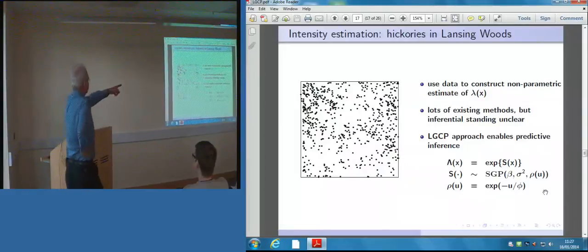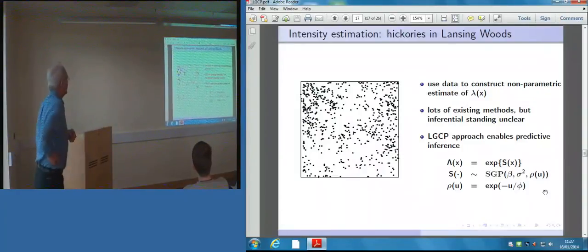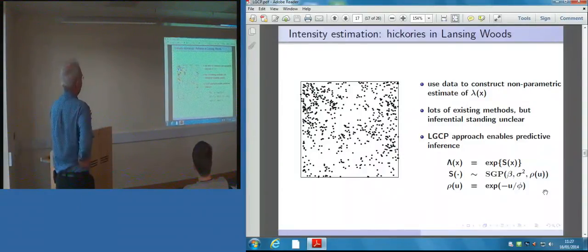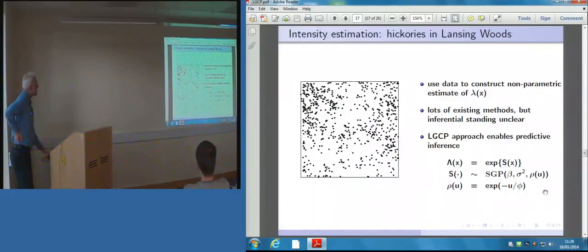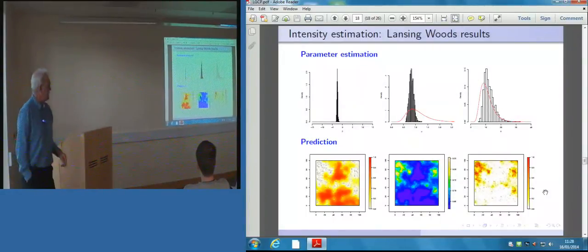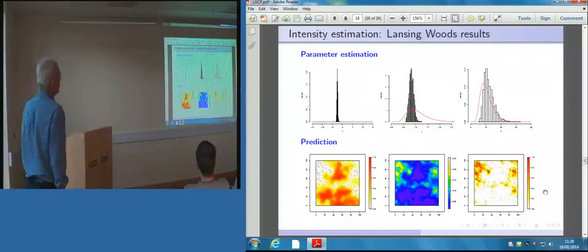And so if you're going to do it as an LGCP problem, then you've got a basis for actually quantifying your uncertainty in your inference about your smoothed map. So lambda of x is the exponential of a Gaussian process. We specify that in a way that fits the data. In this case, I'm using an exponential correlation function, and we produce maps. And that has two advantages over most non-parametric smoothing methods.